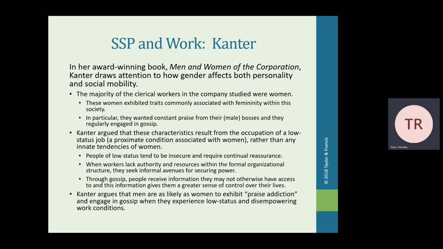But anyway, Kanter argues the characteristics found in the women in her study were the result of the occupation that they held rather than any innate tendencies of women as women. So the argument is that people of low status tend to be insecure and require constant reassurance. When workers lack authority and resources within formal organizational structures, they seek informal avenues for securing power. And through gossip, people receive information they might not otherwise have had access to. And this information gives them a greater sense of control over their lives.